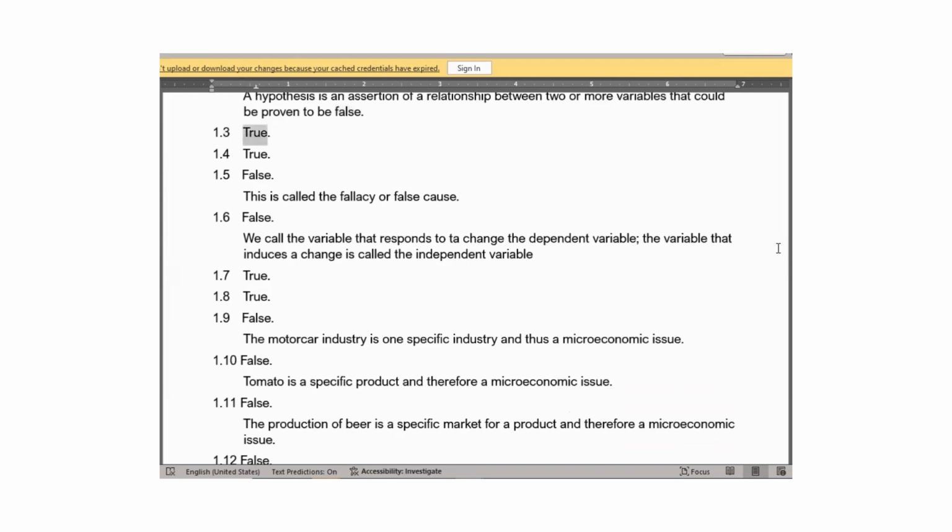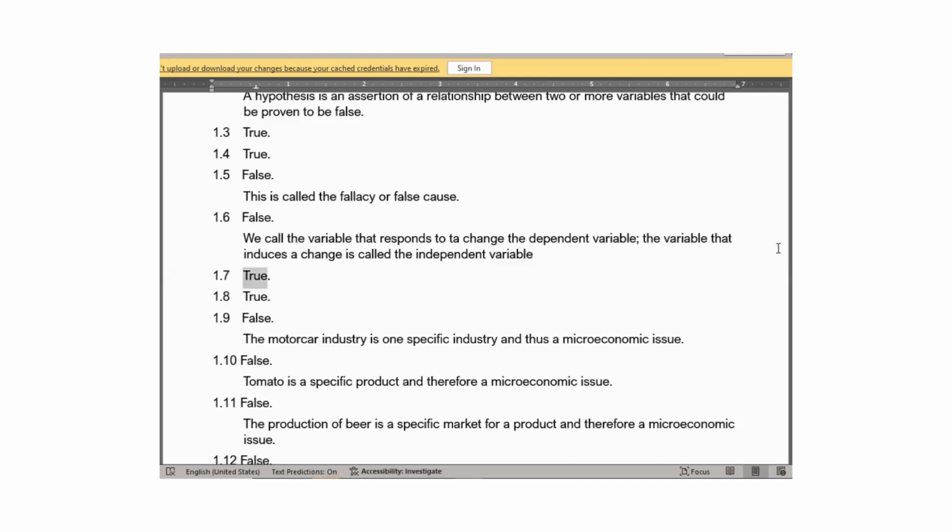1.3 True. 1.4 True. 1.5 False. This is called the fallacy of false cause. 1.6 False. We call the variable that responds to change the dependent variable. The variable that induces a change is called the independent variable.